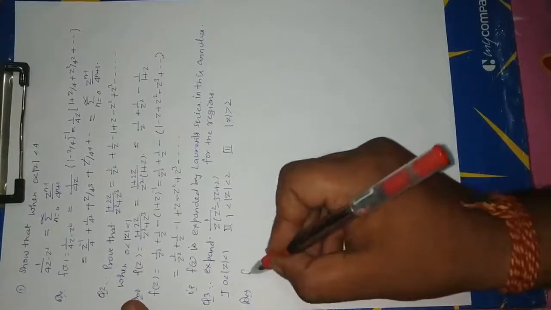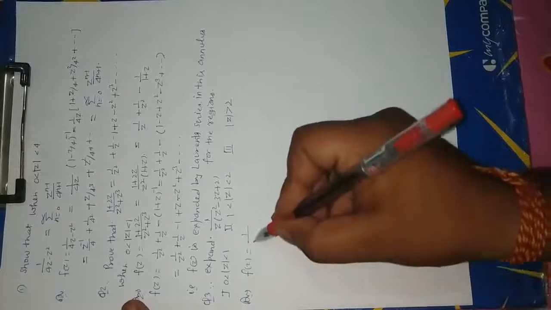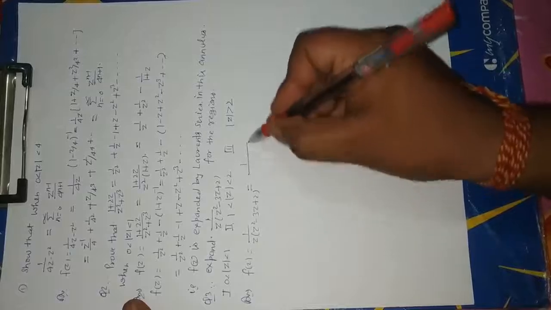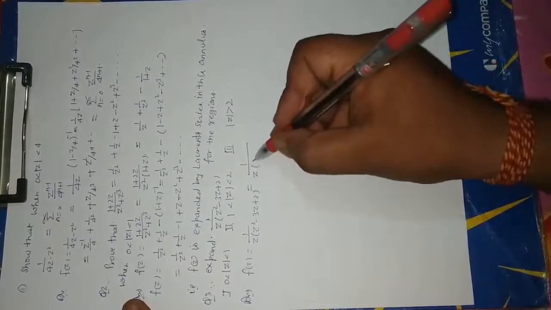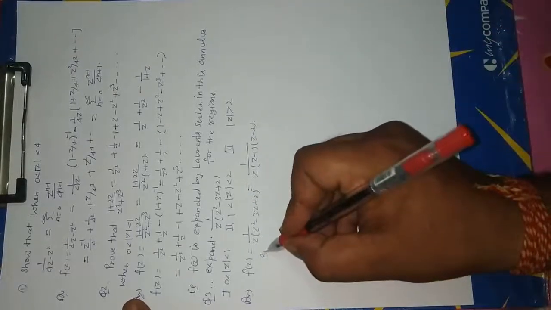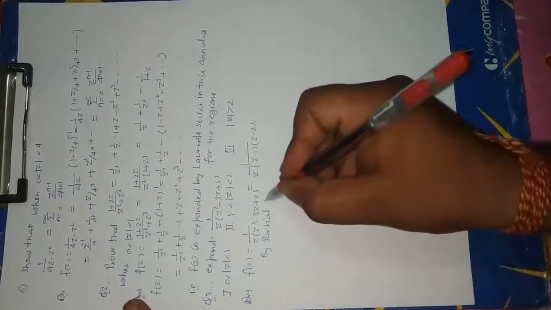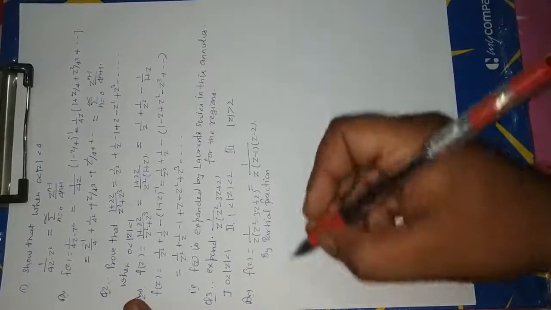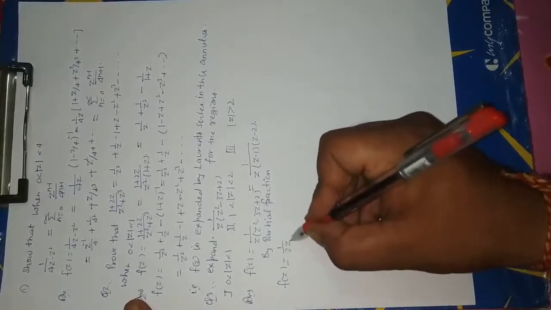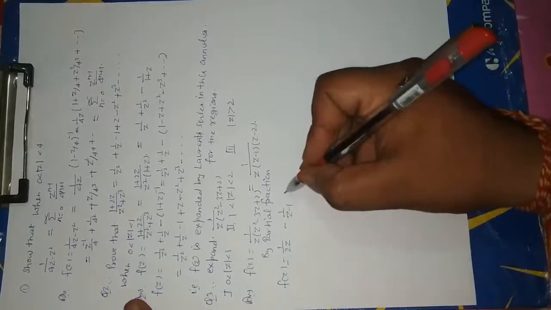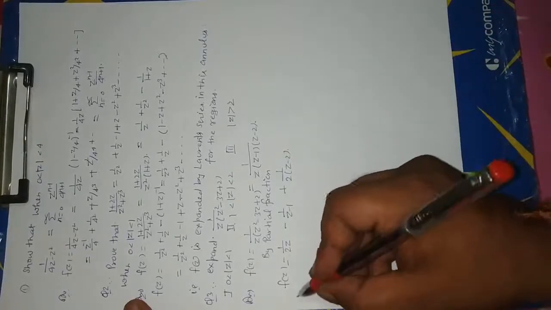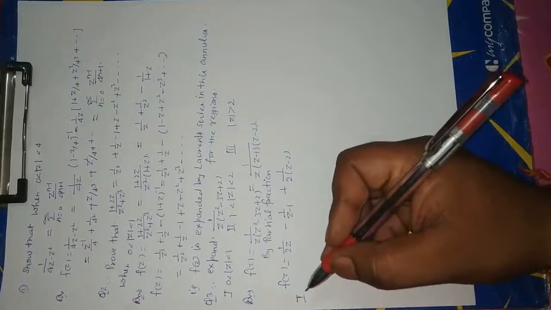Answer: since f(z) equal 1 upon z square minus 3z plus 2. Factorize this: (z minus 1)(z minus 2). By partial fraction, f(z) equal 1 upon 2z minus 1 upon z minus 1 plus 1 upon 2z minus 2, in first region.